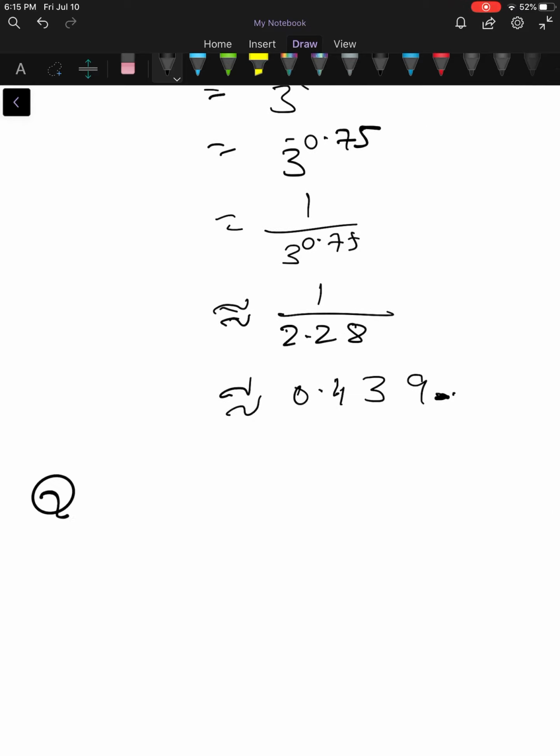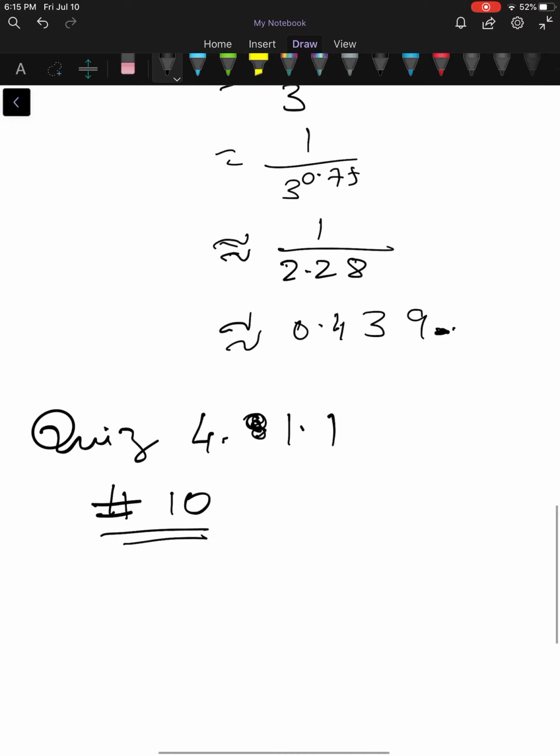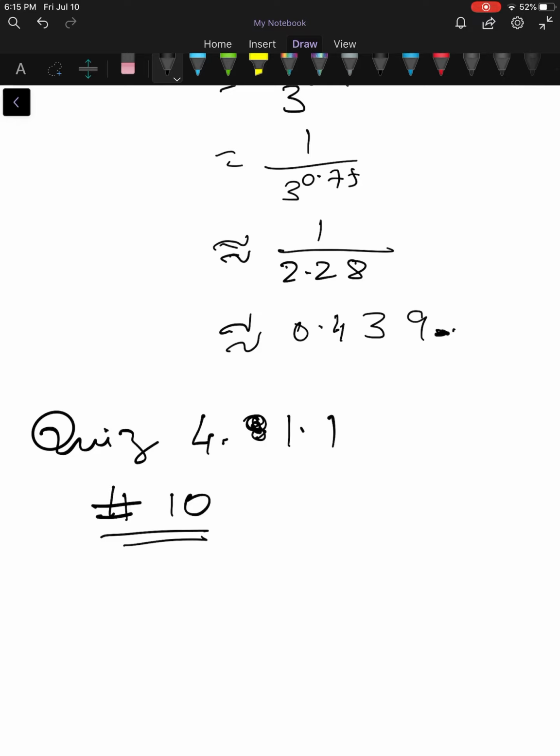Okay, this is a very simple quiz problem. So quiz 1.1, you will have to do problem number 10. In a similar fashion, you need to use a calculator as the instruction says. So use the calculator and calculate the values of g of x, the given function, and write the answers. I will end this video here.